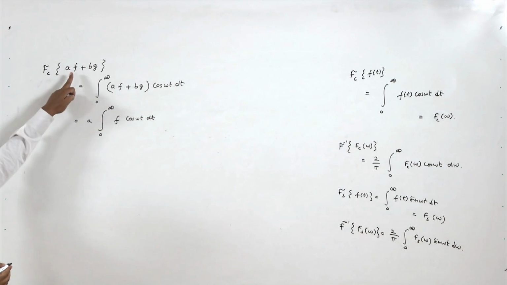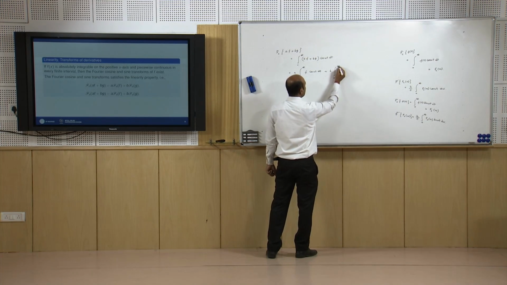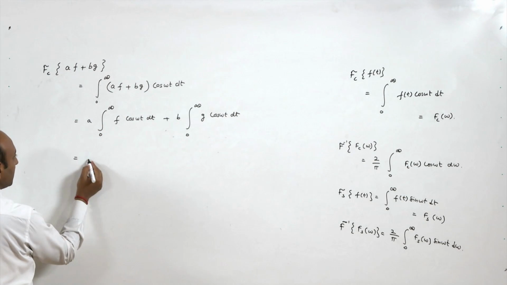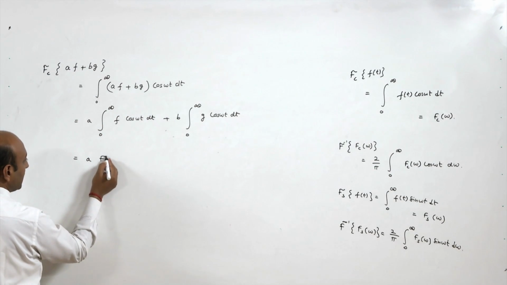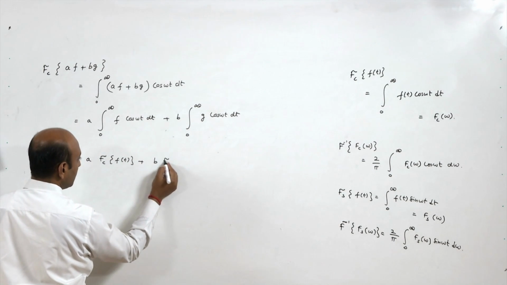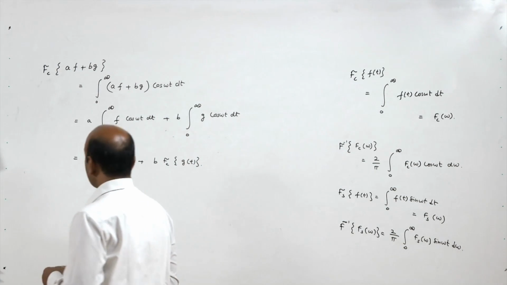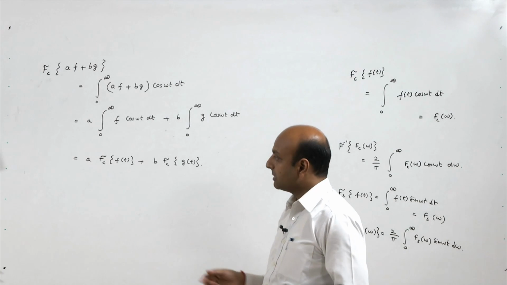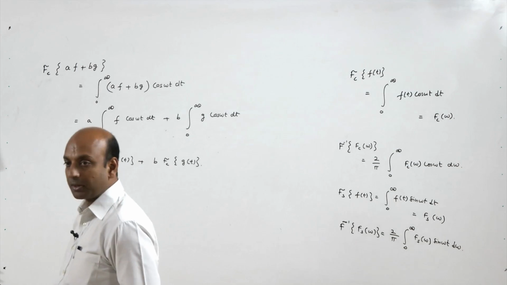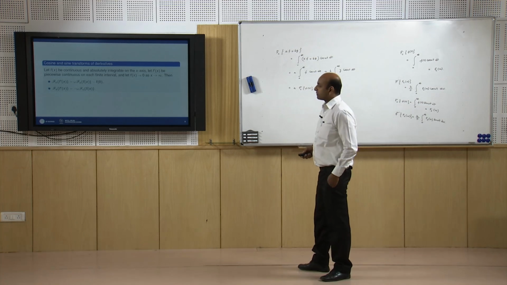Here f is a function of t, g is a function of t, plus b times the integral from 0 to infinity of g cos ωt dt. So, this is nothing but a times Fc of f(t) plus b times Fc of g(t). Hence the Fourier cosine transform satisfies the linearity property. Similarly, we can show that the Fourier sine transform also satisfies the linearity property. The second thing is the cosine and sine transforms of derivatives.